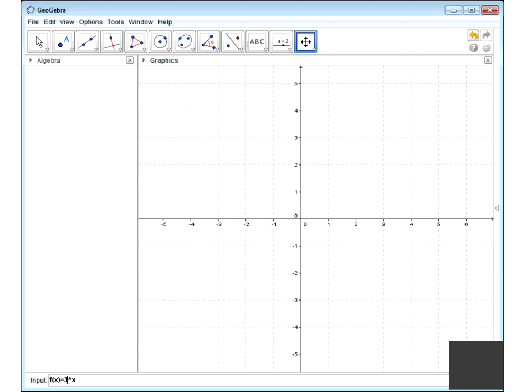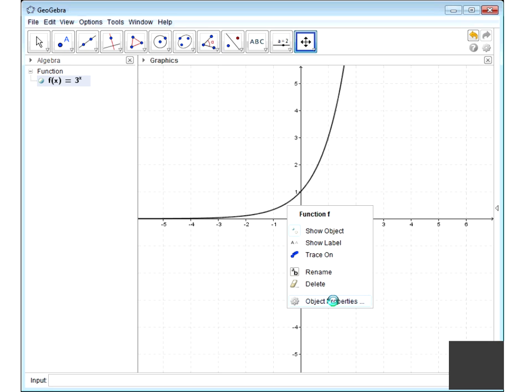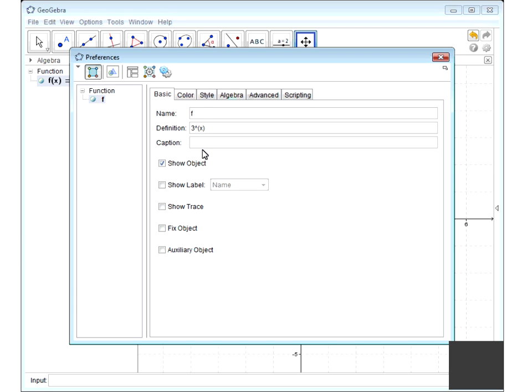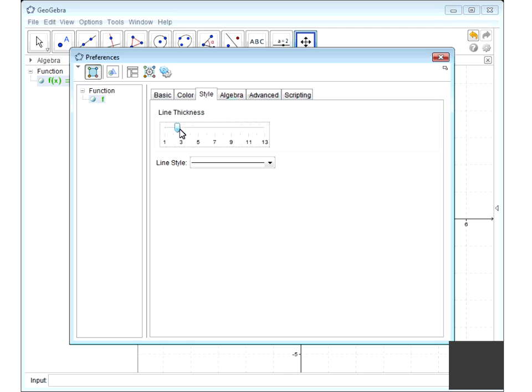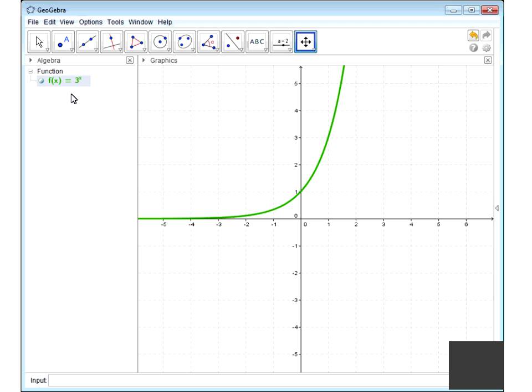Just use my caret key, and then I'm going to hit enter. I'm going to go ahead and change the way some of these look so it's a little easier to look at them. We'll make this one green. Green's one of my favorite colors, so I'm going to make it a little thicker line there too. All right, so notice here, now it's going to write it just 3, and then the x on the exponent.